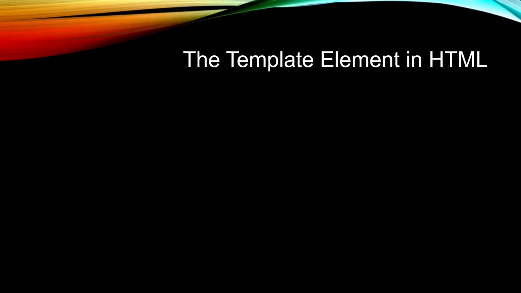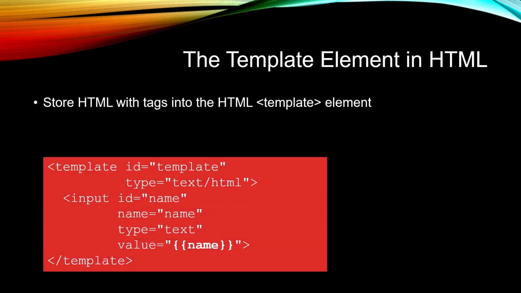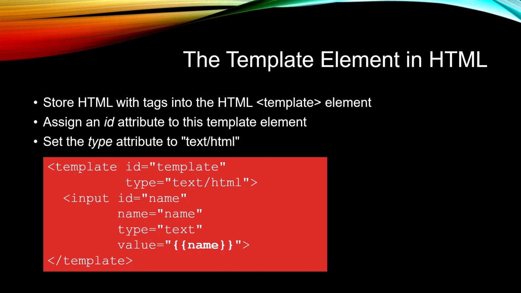Now, if we look at the template literal, it's really not that much different than string concatenation. So let's change this up a little bit. We're going to use now the template element in HTML. This is where you're going to store HTML with some tags or tokens into the HTML template element. We're going to assign an ID to this template element so we can use JavaScript to get the values inside of the template, and we'll set the type attribute to text/HTML.